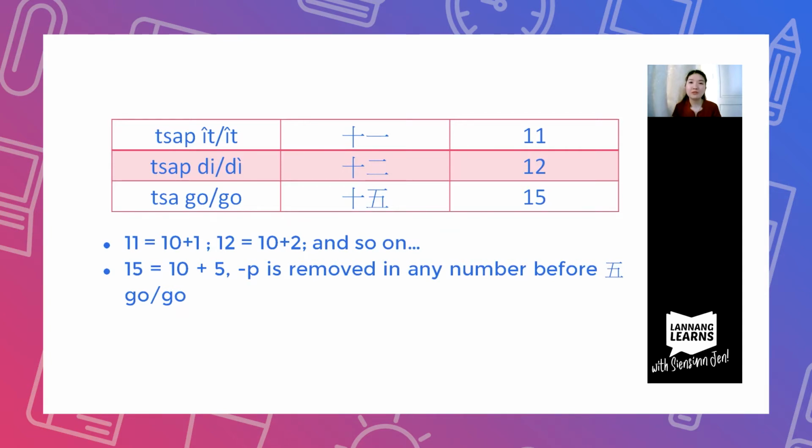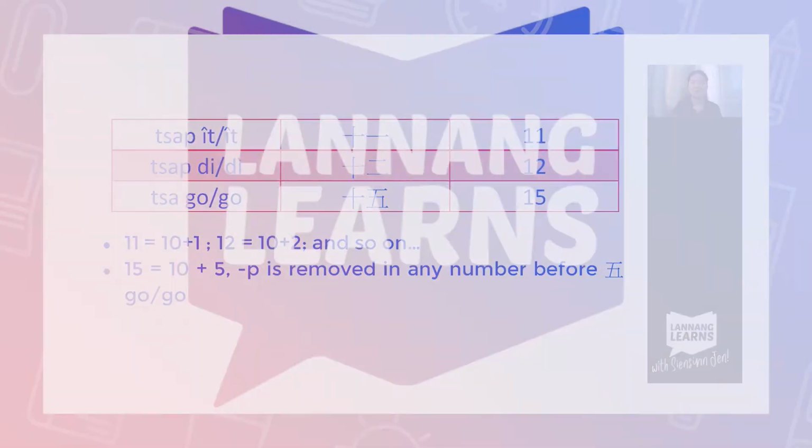Then if it's 12, that's 10 plus 2. So we say zap di. And then for 15, we say zap go. But normally, the letter P is already removed in any number that comes before the number 5. So instead of zap go, we can also say zago, and this is used more frequently. So we say zap it, zap di, zap sa, zap si, zap go, or zago.